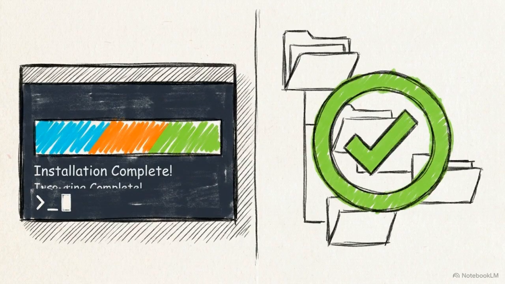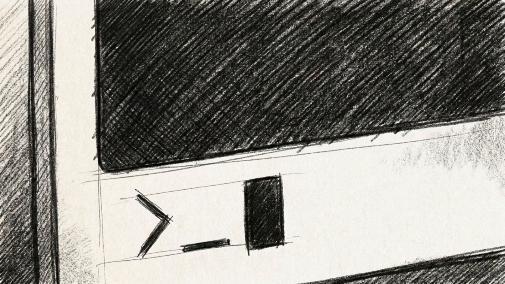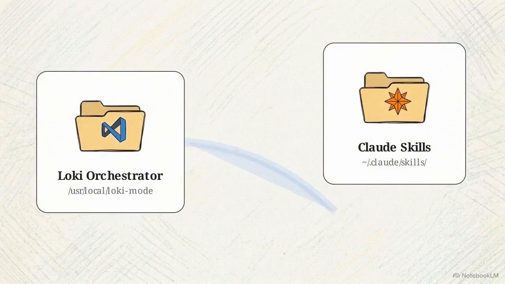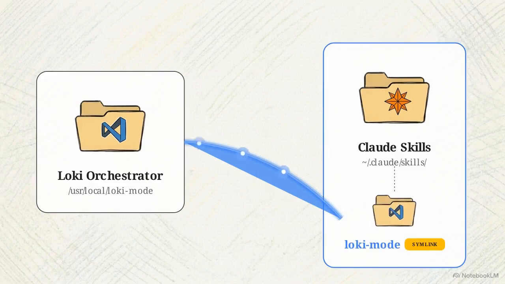Step 1 is the global install. Open your terminal and run bun install -g loki-mode. As soon as the package downloads, you need to type loki setup-skill. This command maps the orchestrator to your AI provider by creating a symlink directly inside the Claude Code skills directory.